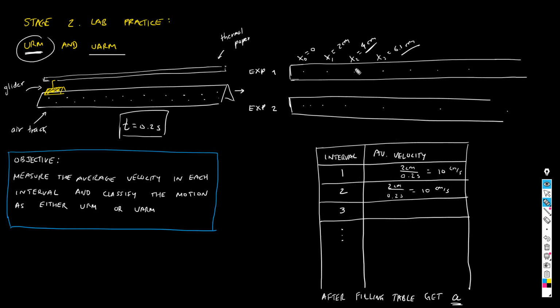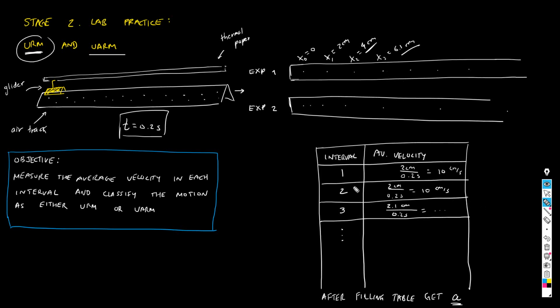Now for interval 3, which is this, 1, 2, 3. In this case, what was the distance traveled? The cart went from 4 to 6.1, so the distance traveled is 2.1 centimeters over the same amount of time. And whatever you have in here, that's going to be the answer for the average velocity for this particular interval. And I want you to do the same for all of the intervals that you're going to get.